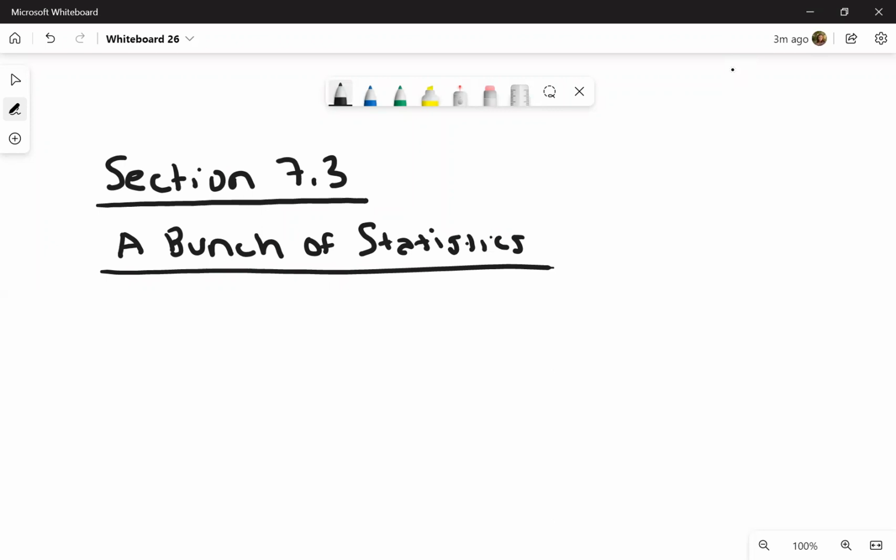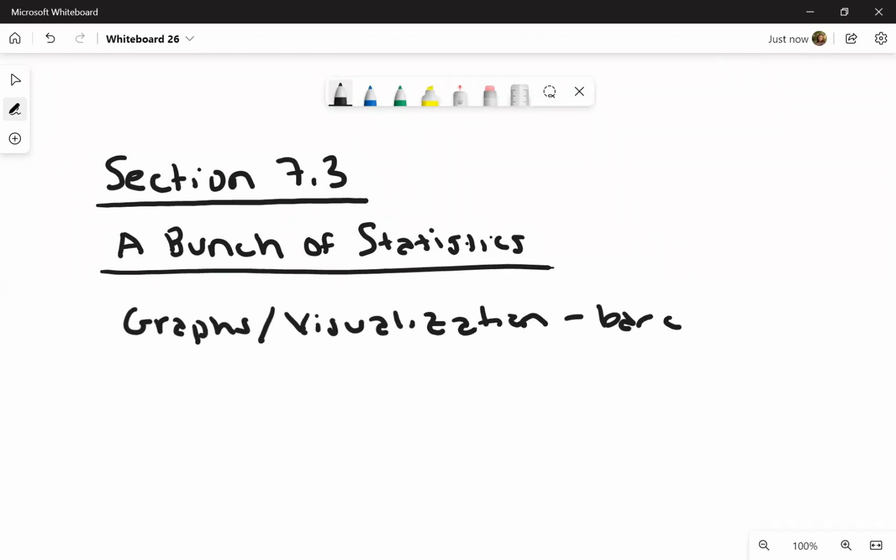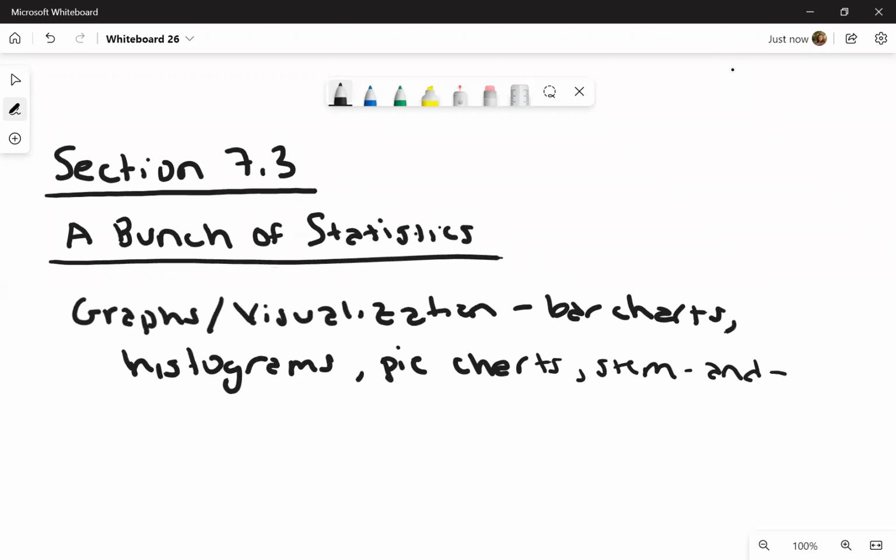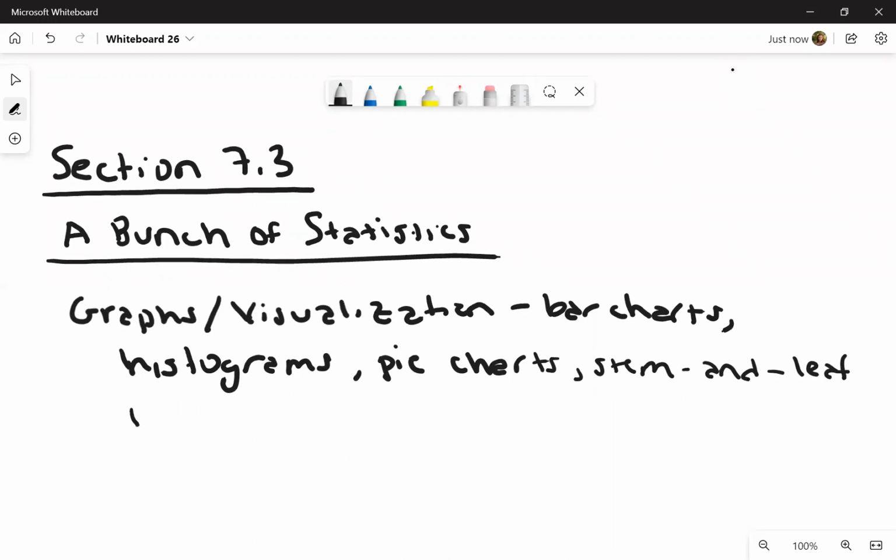those. So what we talked about was graphs of data or visualizations, right, of data. In particular, we talked about, I think it was histograms and bar charts, pie charts, stem and leaf plots or graphs, I don't remember what our book calls it, and so forth. So we looked at visualizations of the data.